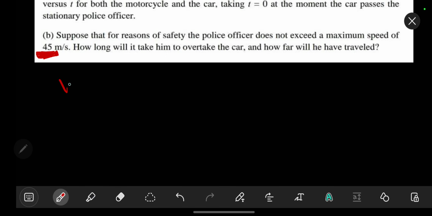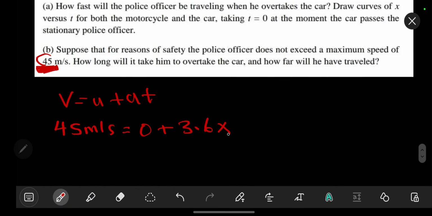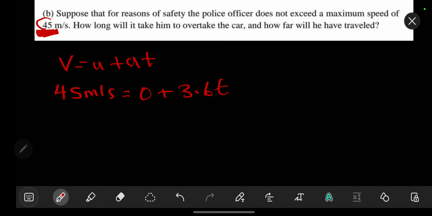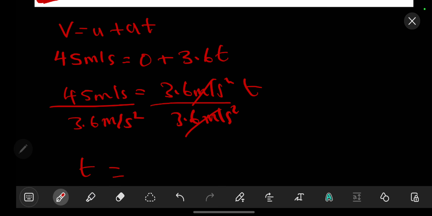So we are going to use V equal to U plus at. We want to find the time it will take to reach the maximum speed. So 45 meters per second is equal to 0, since he started at rest, plus the acceleration of 3.6 meters per second squared times the time, which we do not know, so I can just write t. So 45 meters per second is equal to 3.6 meters per second squared times t. We divide by 3.6 meters per second squared, and our t is equal to 45 divided by 3.6, which gives us 12.5 seconds.